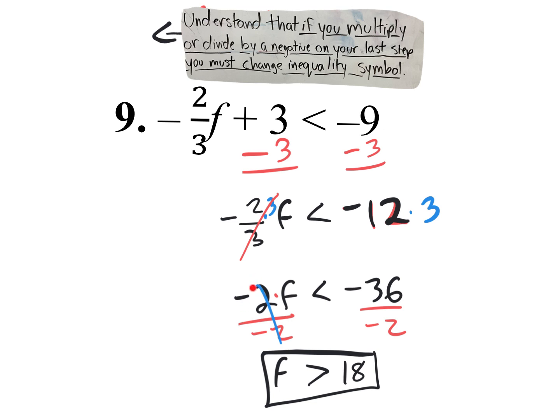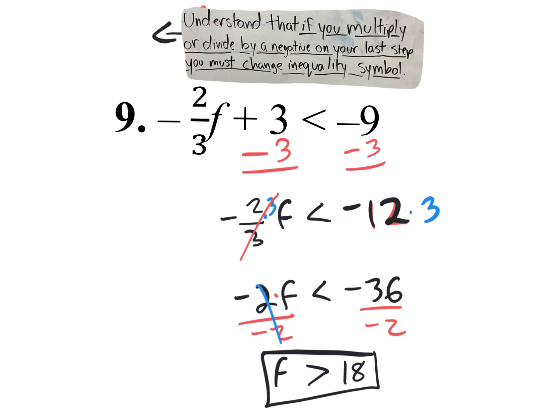If this would have been positive, I'd be dividing by a positive, and that would not change. But because it's a negative 2, I divided by a negative 2. And on our last step, we multiplied or divided by a negative. That means we need to change the inequality symbol. That's why it changed from a less than to a greater than.